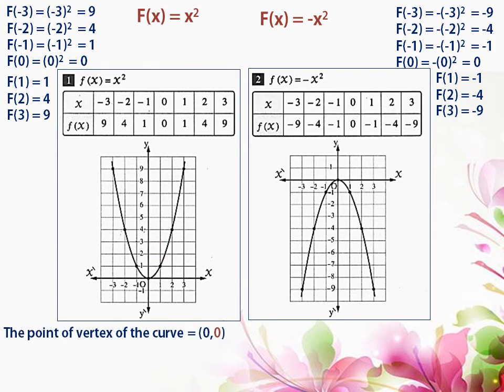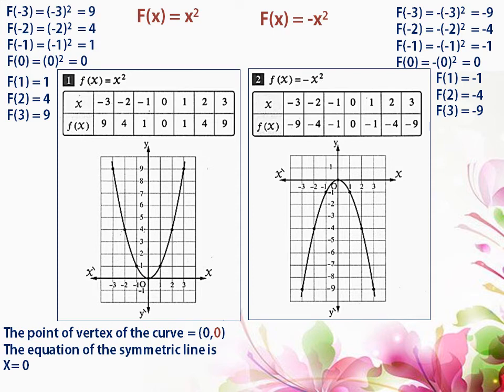The first question: the point of the vertex of the curve. What is the vertex of the first curve here? This is the vertex of the curve, it is (0, 0).